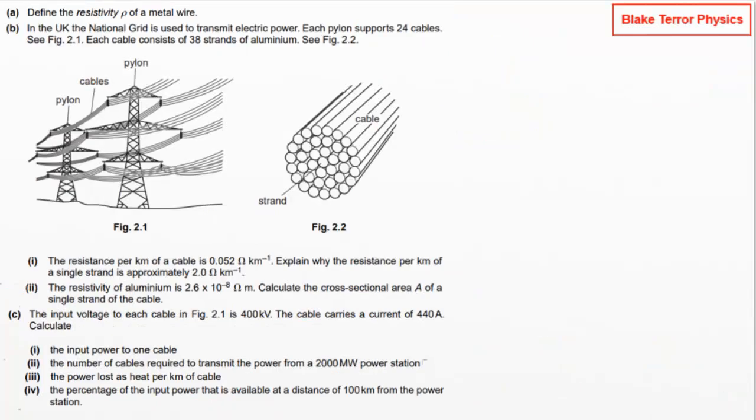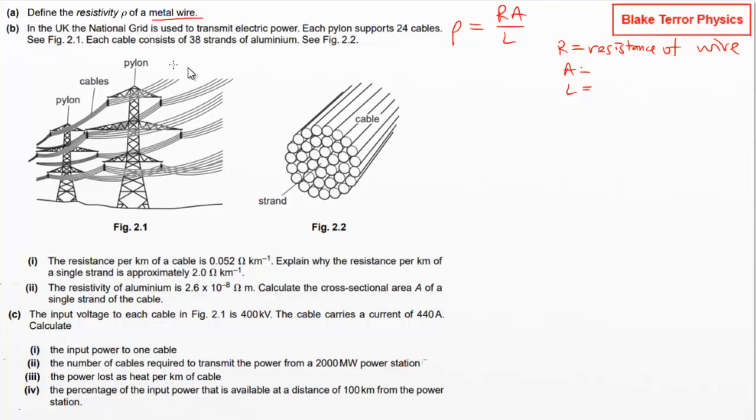Onwards. Define resistivity of a metal wire. Right, resistivity we can define by writing out the formula and defining terms. So we can say R is resistance of the wire, put that at the end just so we're linking it up to the metal wire that's in the question. A is the cross-sectional area of the wire, L is the length of the wire. So just writing all those out.